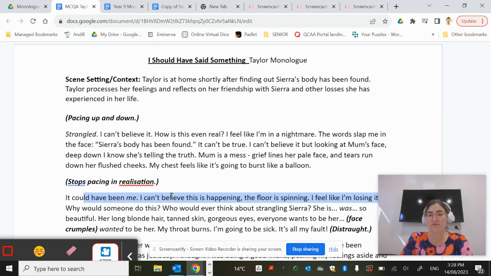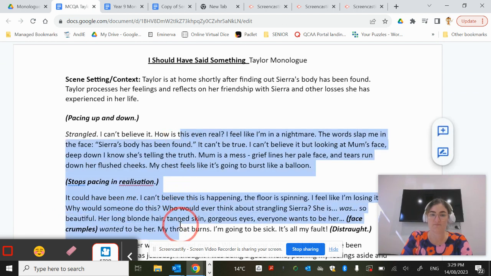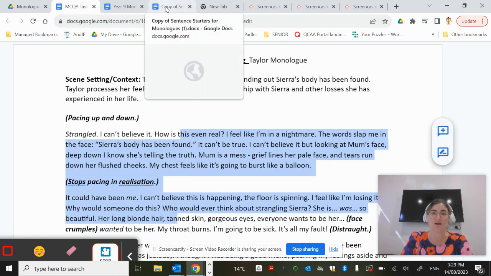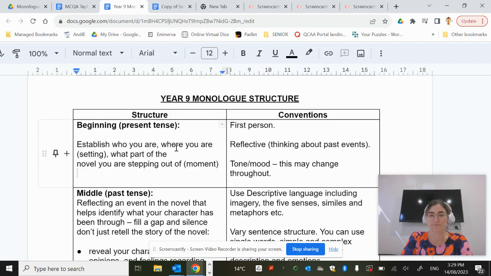Now, this is very obvious that it's Taylor because not only is it written similar to how she speaks, but it's also talking about Mum. The only other mum that's really involved, other than Callum's mum very briefly, is Taylor's mum. Okay. It's also where it says it could have been me. Well, we know that Taylor was also talking to Jacob Jones. So it has established that it is Taylor in the present tense introductory beginning of the monologue.